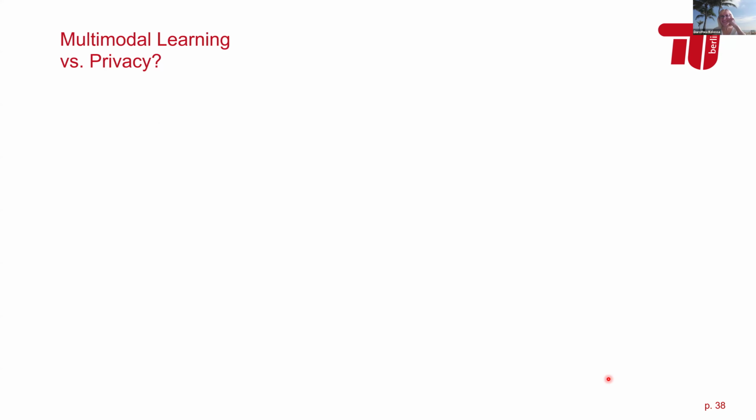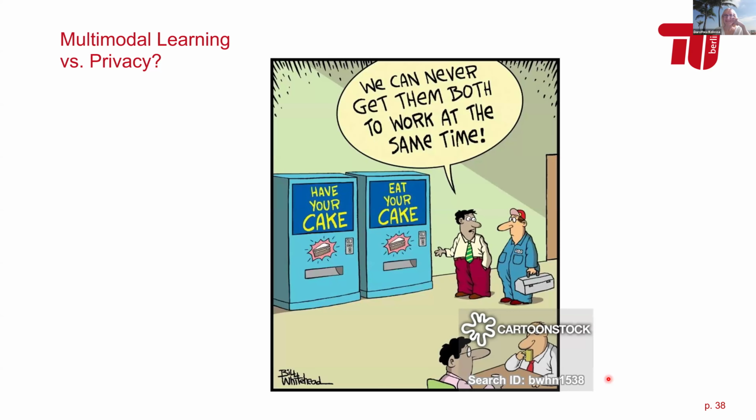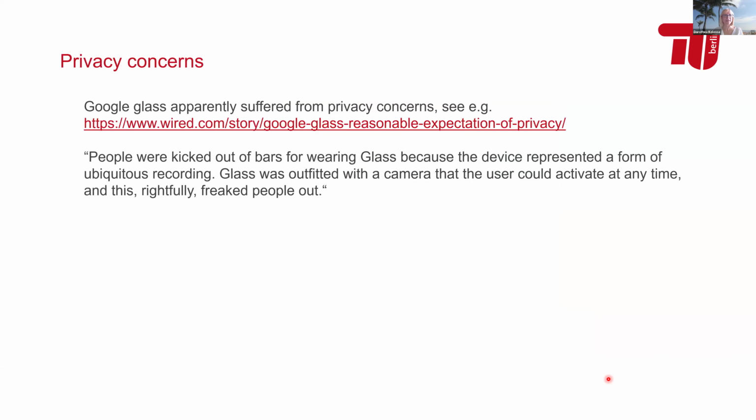Wonderful. So the question is really, can we do multimodal learning and can we still do privacy at the same time? Can we support human listeners by giving them visual information, giving their hearing aids visual information in such a way that we don't need to film our entire environment? And so I don't know if anyone here still remembers how Google Glass really suffered from a snafu. So people were kicked out of bars for wearing glass because the device represented a form of ubiquitous recording and people really didn't like this.